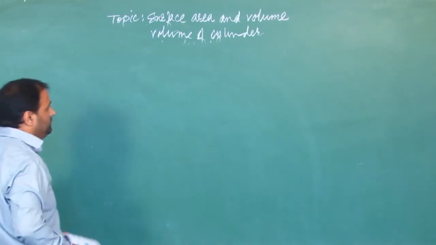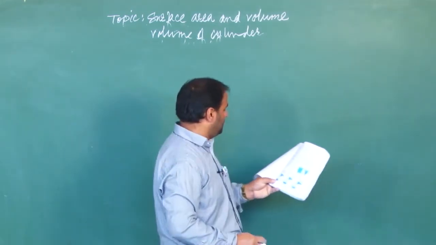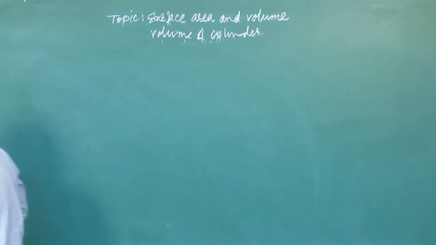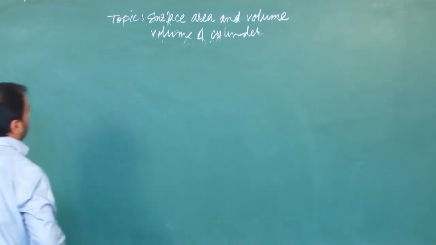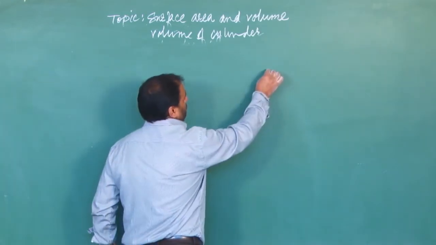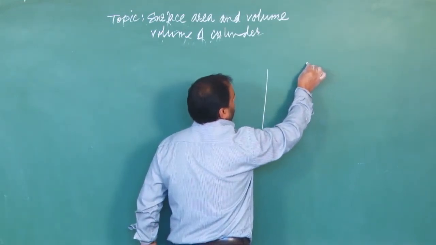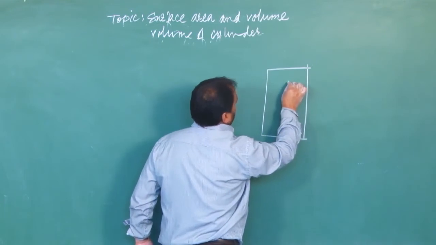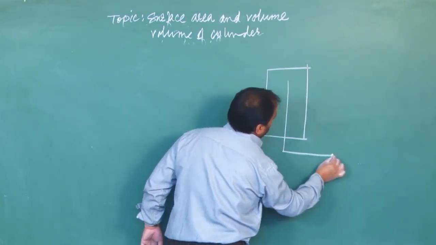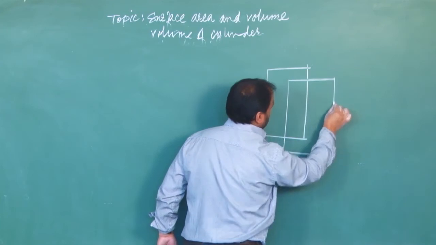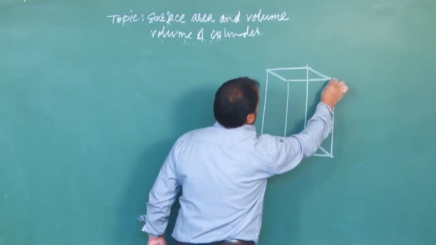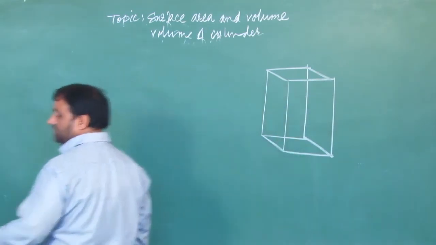There is an interesting question that a soft drink is available in 2 packs. One is having a rectangular base of length 5 centimeter, 4 centimeter, and height 15 centimeter. So we can draw this type of tin can. It is rectangular in shape. This type of tin can.